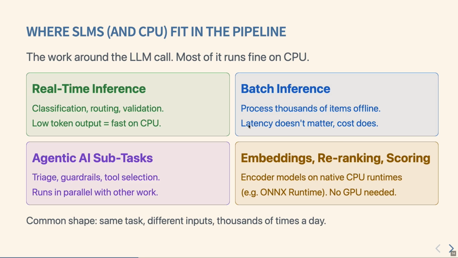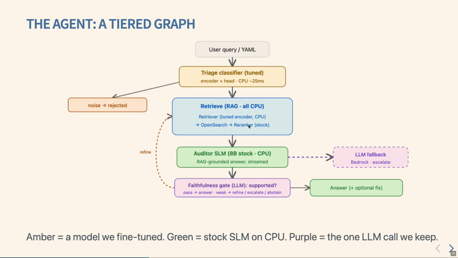Agentic AI subtasks as well, like for example triage, running tools, or running in a sandbox environment. That's a perfect scenario for running on CPUs as well. And classical models like embeddings, reranking, and scoring. I'm going to show you in a moment different use cases and how they tie to an architecture. This is basically what I'm going to show you in the demo today. It's kind of an evolution of what I showed you at the beginning.